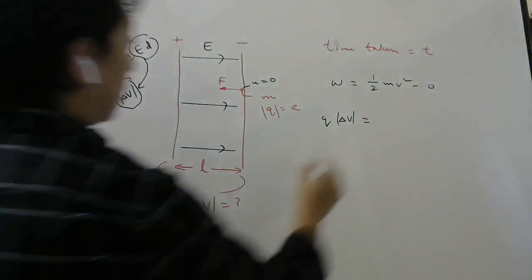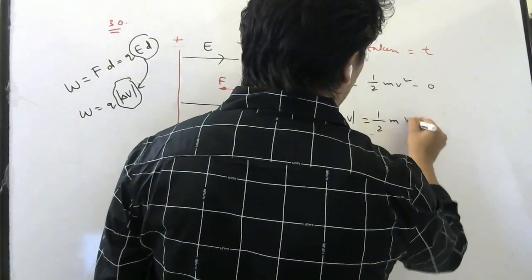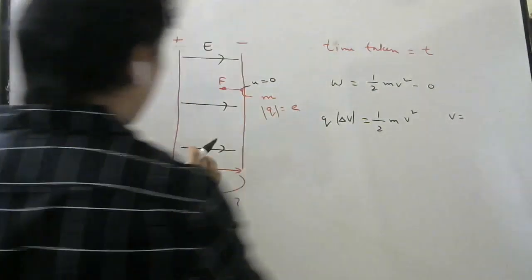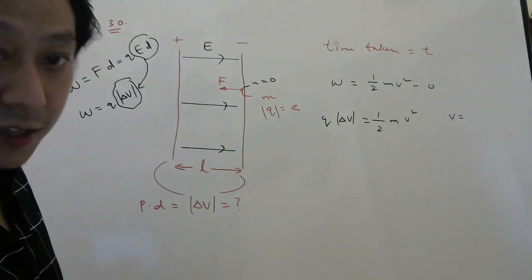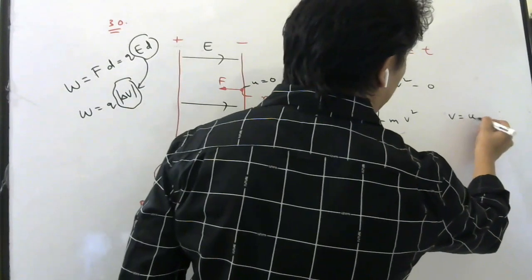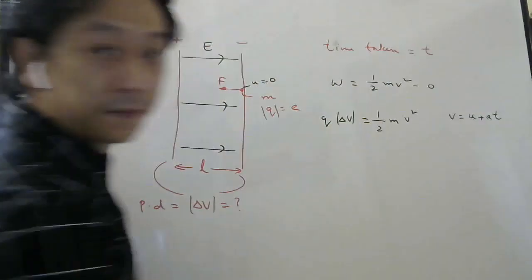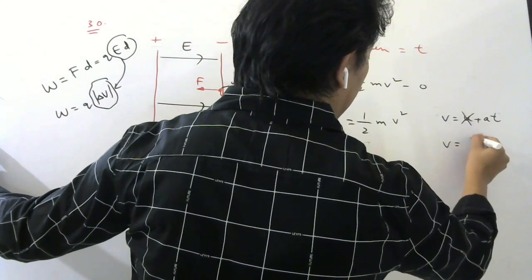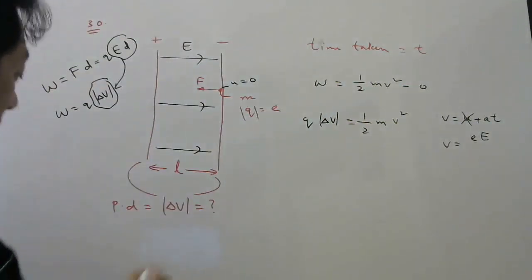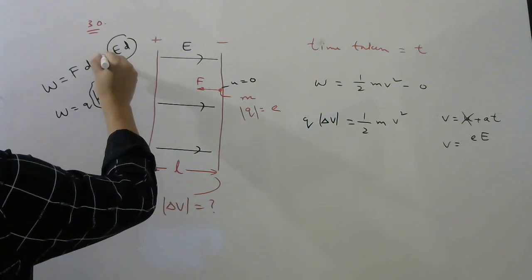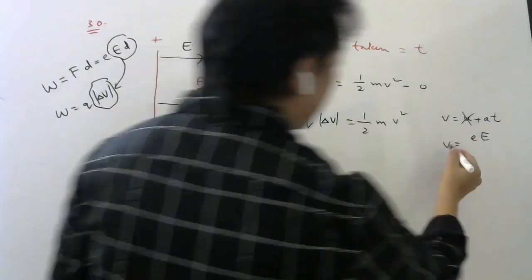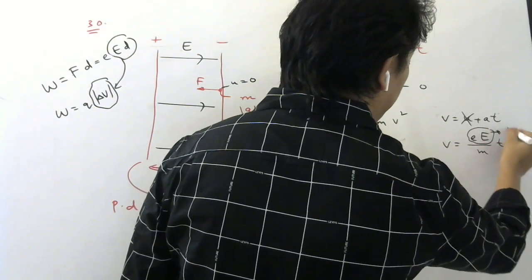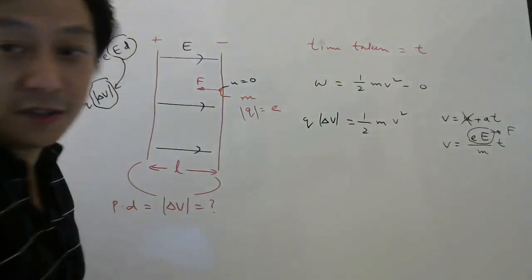Now this is half m. Now v square will come. Now v, how to calculate? Well, initial velocity is 0, and since your force is constant, acceleration also will be constant. So we can use the kinematic equation v equals u plus at. If I use that equation, what will be the initial velocity? 0, and acceleration I can write as force by mass, which is QE by m, right? Force is QE, and for electron the charge is e in magnitude. So the speed will be force divided by mass into t. Acceleration is force by mass, from Newton's second law.